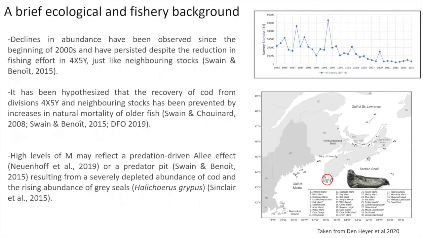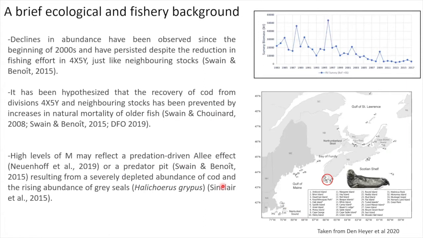Declines in abundance have been observed since the beginning of the 2000s and have persisted despite the reduction of fishing effort. For example, here in this plot, I show how the survey biomass has declined in the last 15 years. Due to declines in abundance, this species is also limiting the fishing opportunities of other species like haddock, for example, whose catch is limited by the bycatch quota of cod. It has been hypothesized that the recovery of cod from divisions 4X5Y and neighboring stocks has been prevented by increases in natural mortality of older fish.